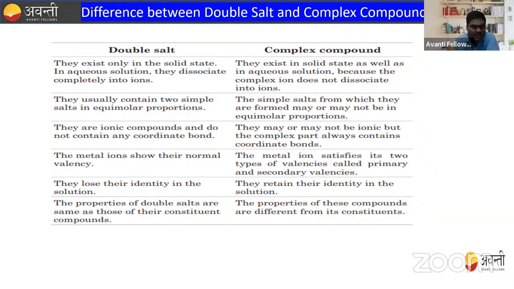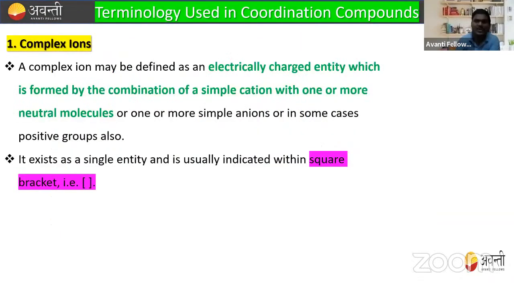In double salts, the metal ions show their normal valency. In complexes, the metal ion satisfies two types of valency, called primary valency and secondary valency. Later we are going to discuss this in Werner's theory, right? Double salts lose their identity in the solution, while complexes retain their identity in the solution. The properties of the double salt are the same as those of their constituent compounds. The properties of the complex compound are different from its constituents. So these are the main differences between the double salt and the complex salt, right?